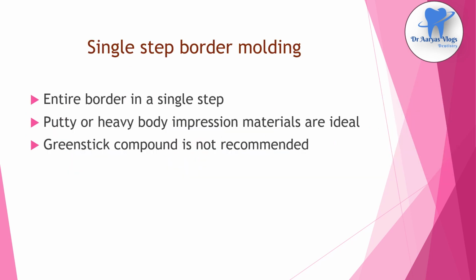And next is the single step border molding. In this method, the entire periphery of the tray is refined in a single step. This is very important. So it is known as single step border molding. The material is placed around the entire border in a single step and molded similar to the sectional technique, all at once. Putty material or heavy body impression materials are ideal for this method, and green stick compound is not recommended because it is impossible to soften the material over the entire length of the border. So that is about the single step border molding.